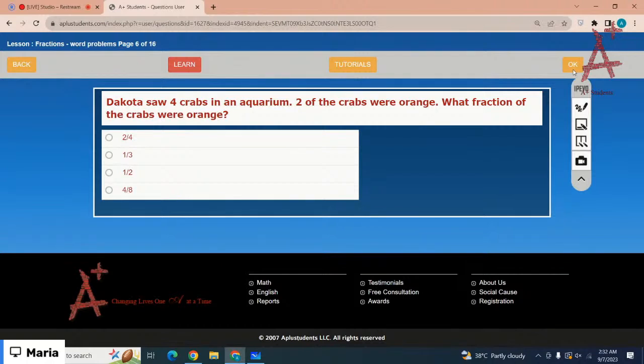Dakota saw 4 crabs in an aquarium. 2 of the crabs were orange. What fraction of the crabs were orange? So which is the correct option? The correct option is 2 out of 4, right? Because the total crabs were 4 and 2 of them were orange. So that would be 2 out of 4.